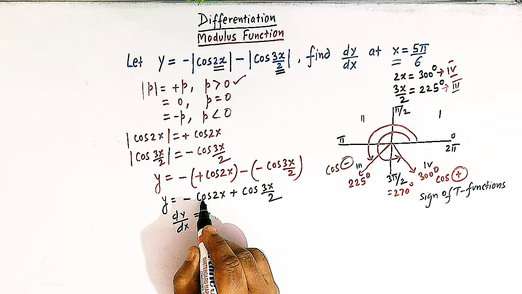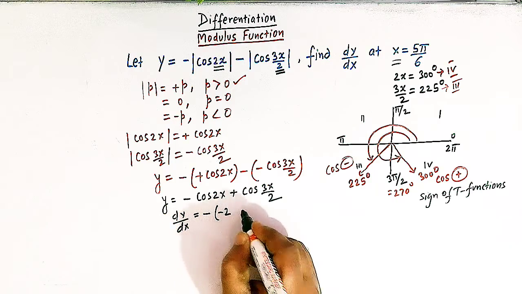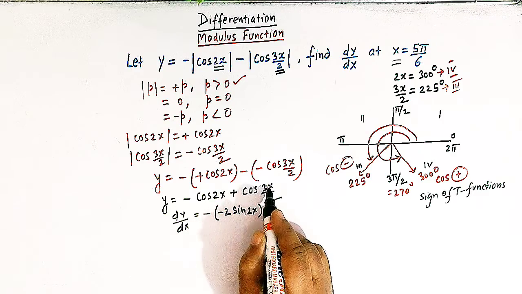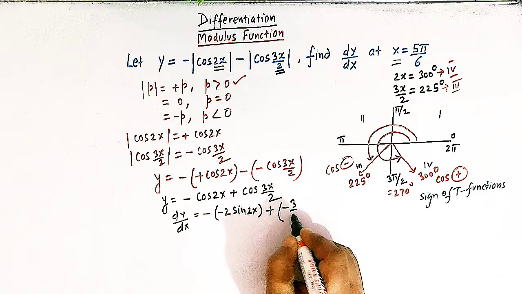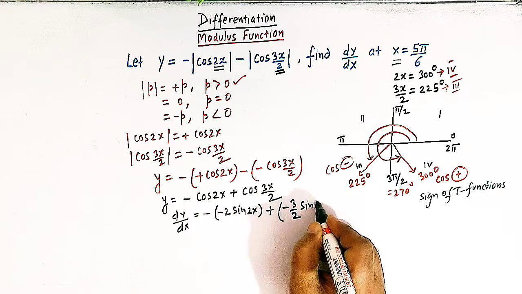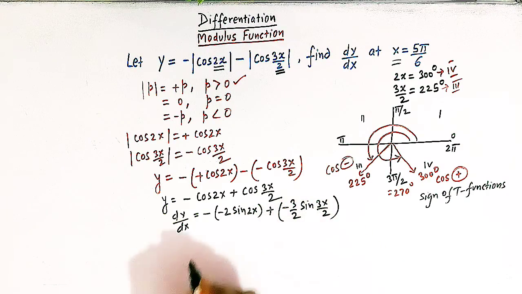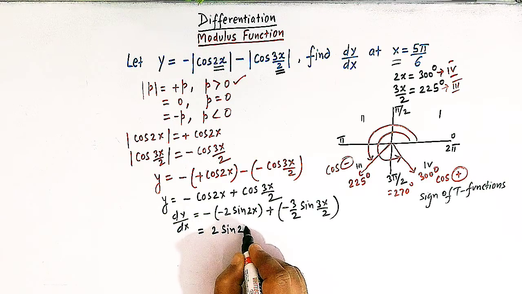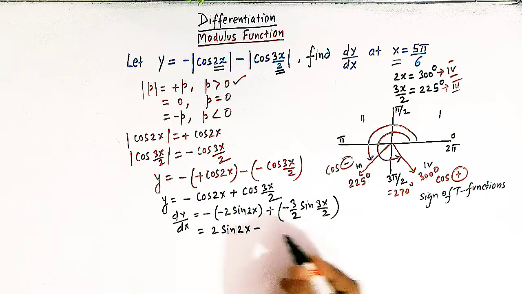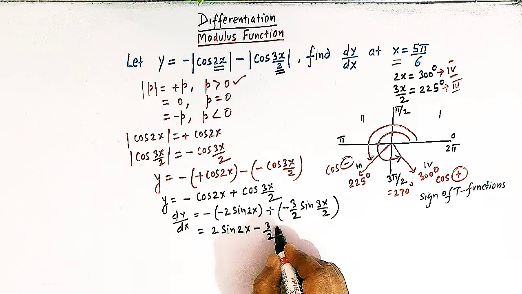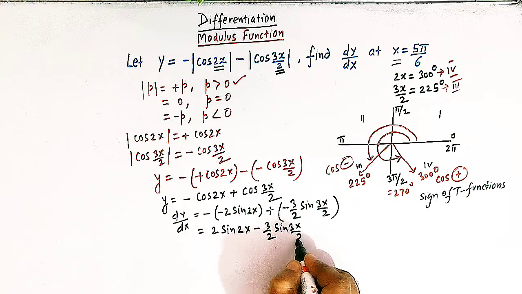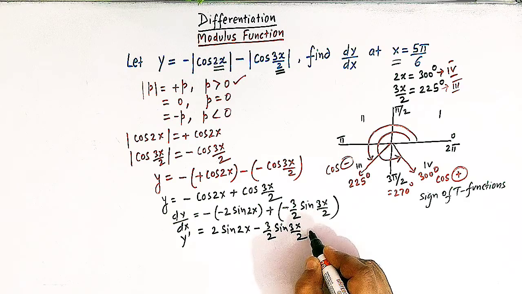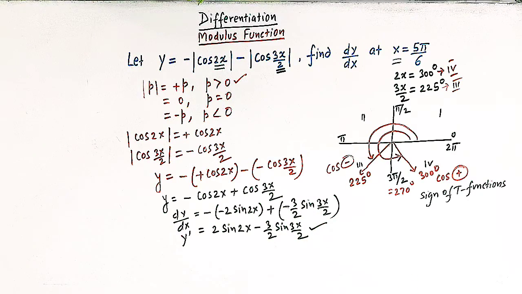So the derivative of cosine 2x is minus 2 sine 2x, and here the derivative of cos 3x over 2 is minus 3 by 2 sine 3x over 2, right? So now we can write minus minus becomes plus, so we have 2 sine 2x, and here plus minus negative, so here we have 3 by 2 sine 3x over 2, right? So the derivative, that is y prime, is now given by this expression.